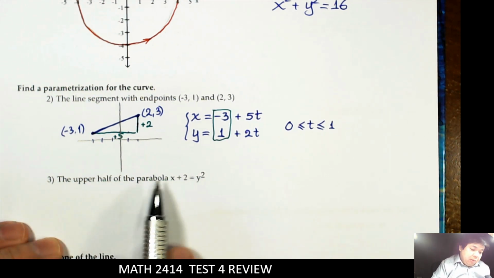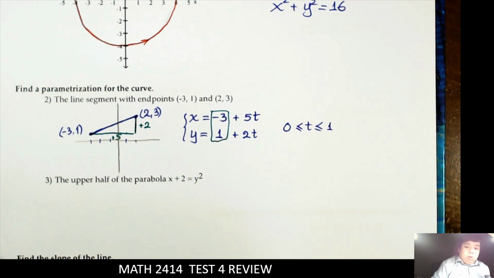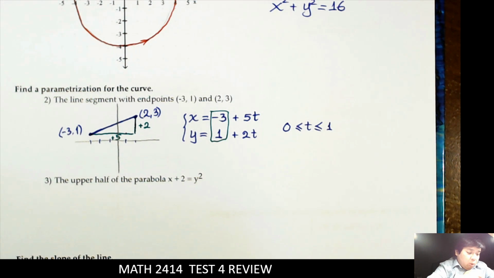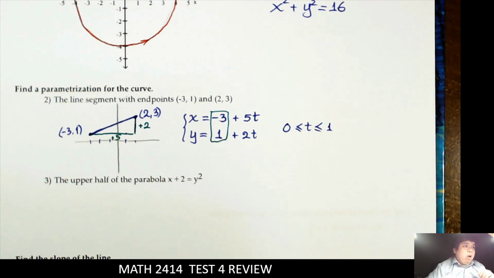Next, we have the upper half of the parabola x plus 2 equals y squared. Notice that this is only the upper half. It's useful to have the graph, and I want to show that on a calculator real quick.